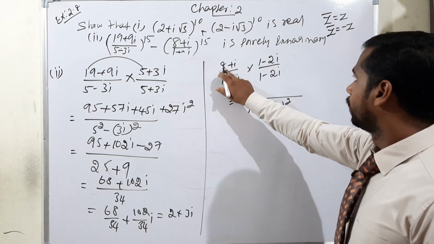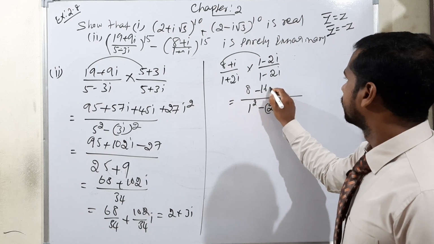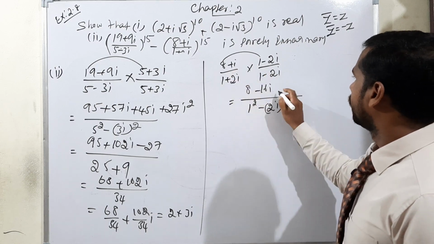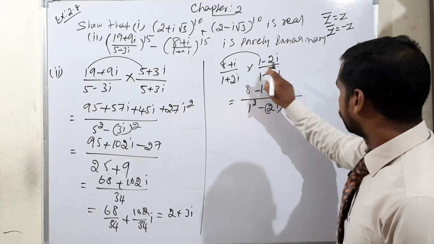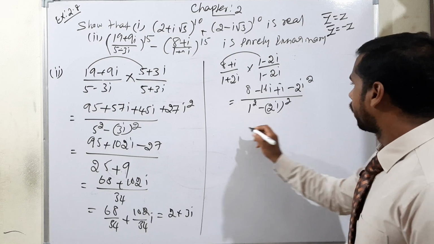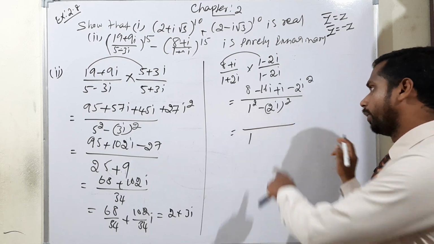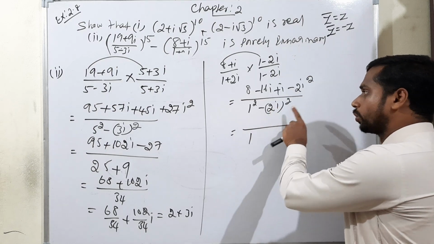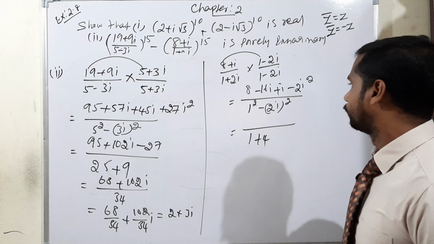The next one, 8 into 1, 8. Minus 2 into 8, minus 16i. Again plus i into 1, plus i. Then here plus into minus, minus 2i square, isn't it? Then denominator 1 will come. If you remove the bracket, 2 square means 4, i square means minus 1. We have common minus, therefore we can write it plus 4.